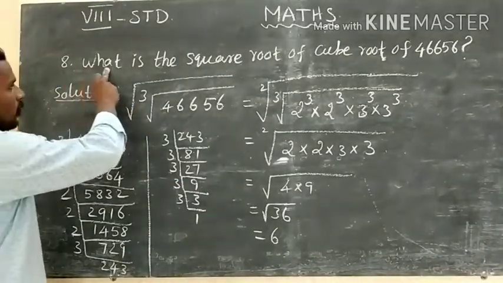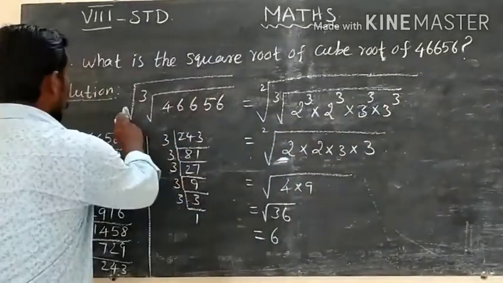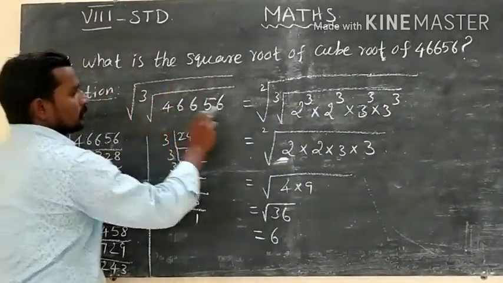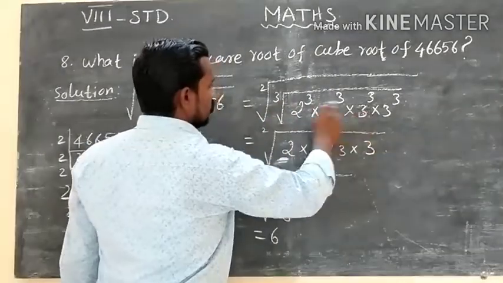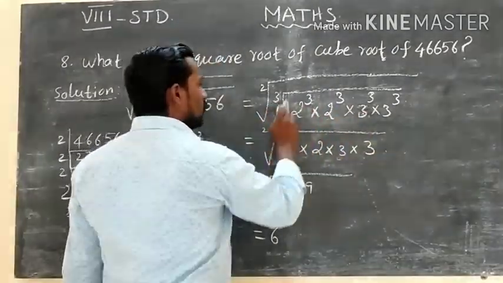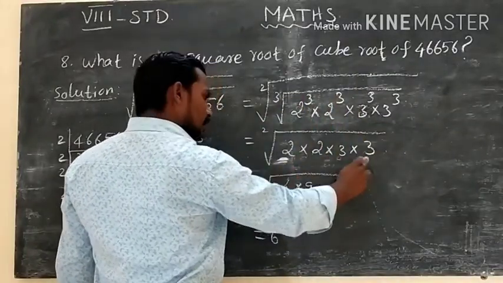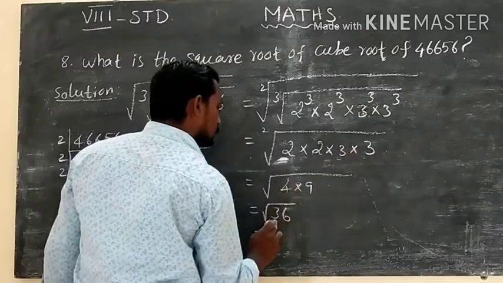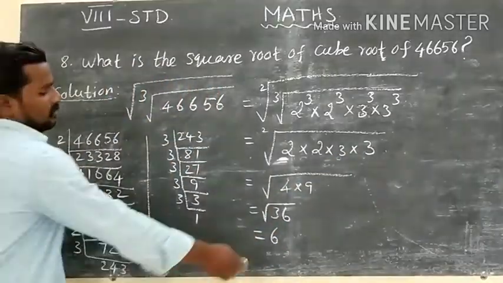Our question is, what is the square root of the cube root of this value? Using the prime factorization method we get this value. Then find the cube root value. The cube root of this answer is this one. Then the square root of this value is 36. Therefore the answer is, the square root of 36 is 6.